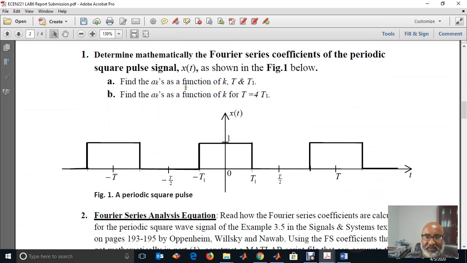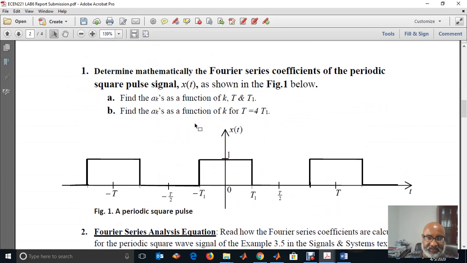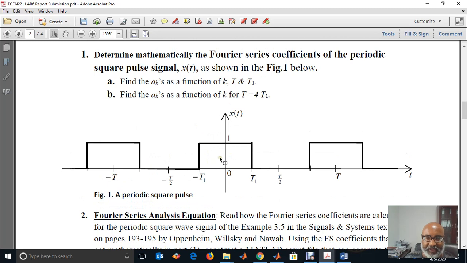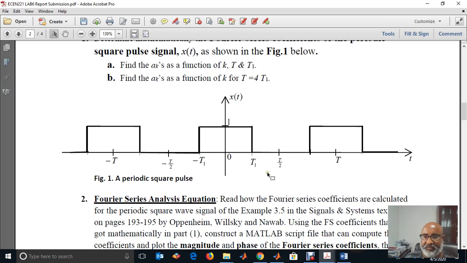So in the first exercise, we take a periodic signal, a square pulse signal. As you see, this is a square pulse signal, which is equal to 1 from minus T1 to T1, and 0 from T1 until this point, which is T minus T1, and then this pulse repeats itself. This is a periodic square pulse signal. It repeats every period T.